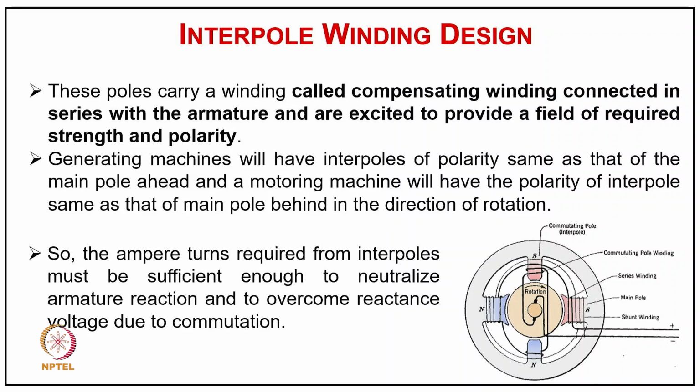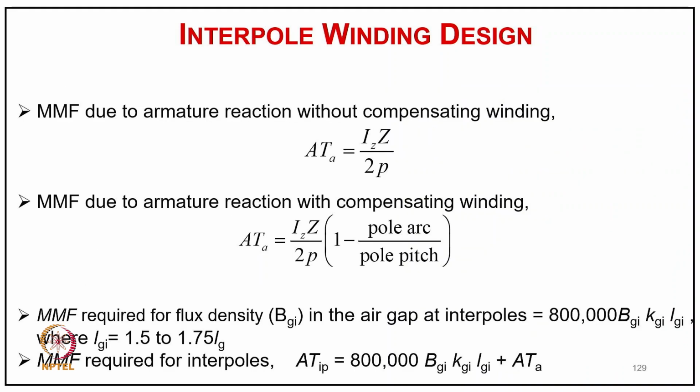So the armature turns required on the interpole must be sufficient to neutralize the armature reaction and to overcome the reactance voltage drop due to commutation. The MMF due to armature reaction without compensating winding is AT equal to IZ upon 2P, and the MMF due to armature reaction with compensating winding is AT equal to IZ upon 2P into pole arc upon pole pitch, because in the pole arc only we are putting the compensating winding.